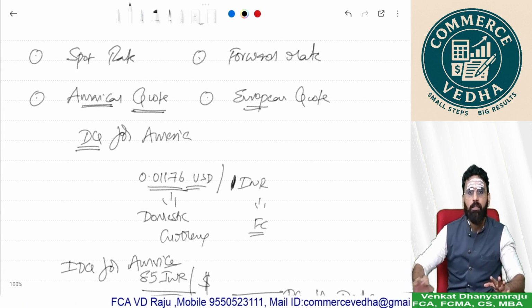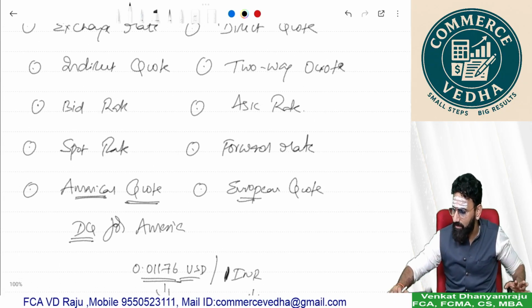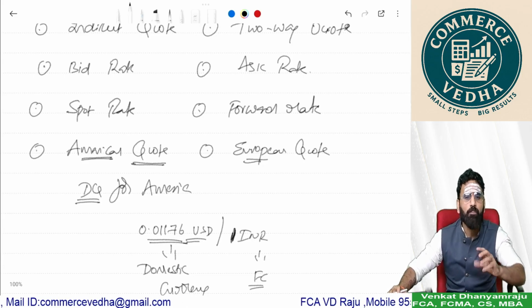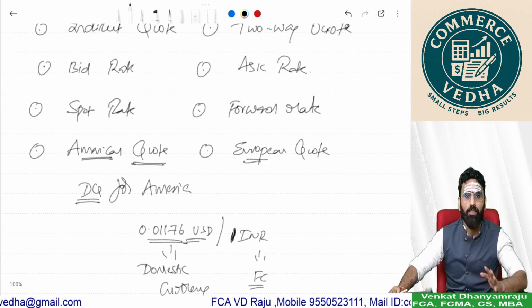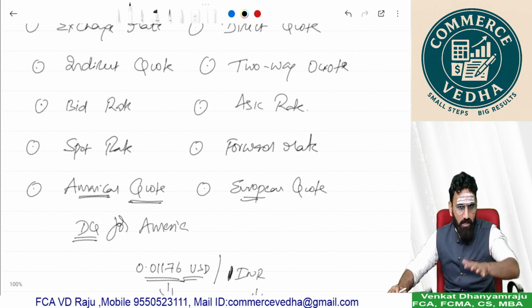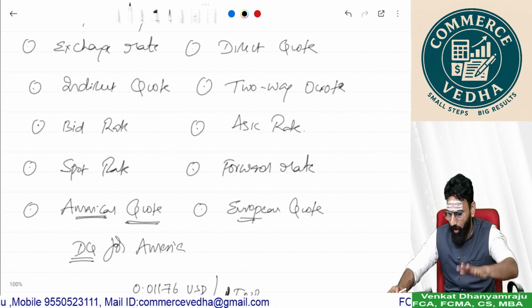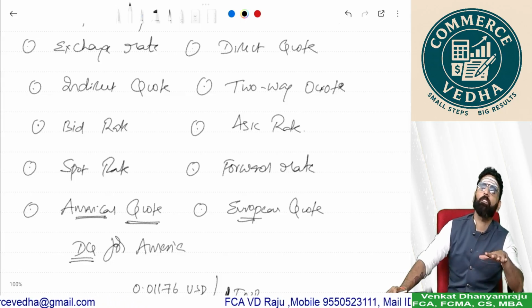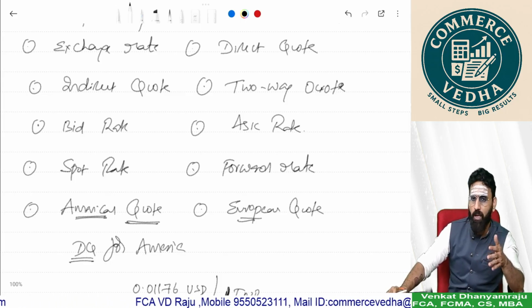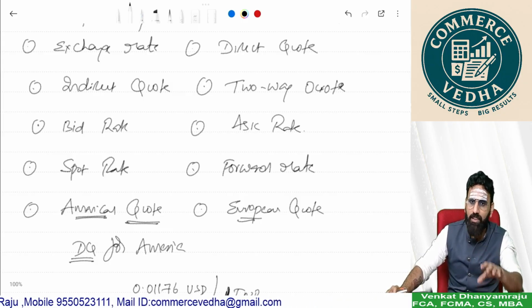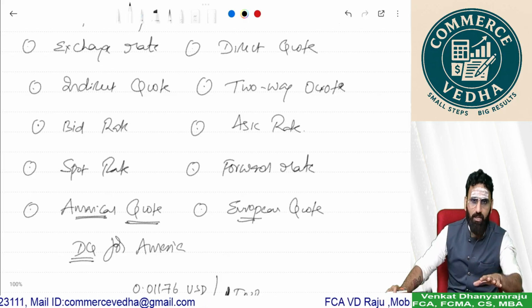With this, the basics about foreign currency are completed. Let us meet with a few small examples on sums relating to bid, ask, direct, indirect, spot, forward, American quote and European quote. These small sums we will deal with in the next session. But for the theory, this is the basic theory on foreign currency transactions.